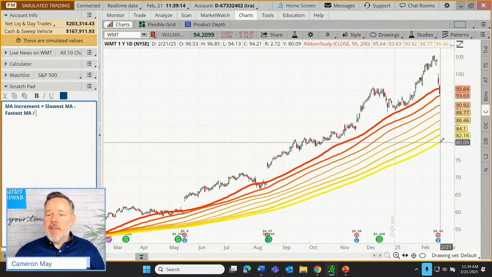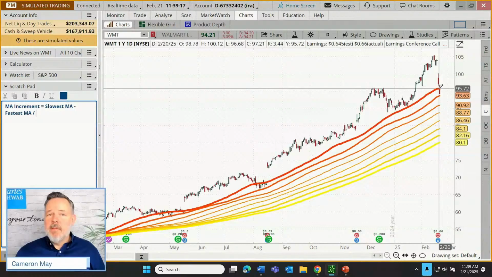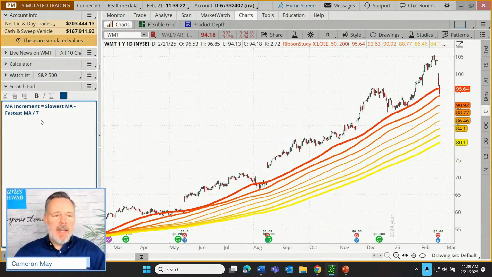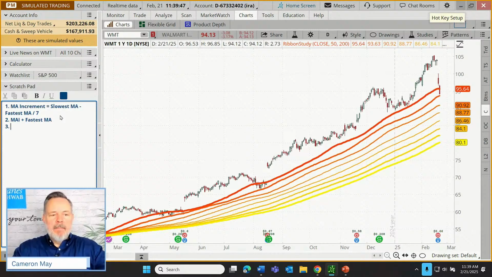So we take the slowest moving average, in this case, the 200, fastest is 50, subtract the fastest from the slowest, that's 150. And then we just divide that by 7. That gives us what I'd call our moving average increment. Now, the next step to calculate this would be to take our moving average increment and add that to our fastest moving average. Okay? And then we take, as a third step, that would actually give us our, let's say our RS2.